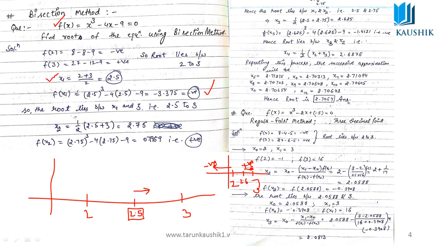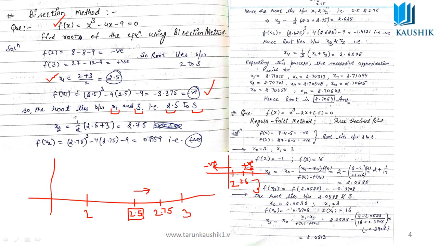So the root will be lying between 2.5 and 3. I have written over here, this is x1, the root will be lying between x1 and x3, so this is 2.5 to 3. Again I calculate the mid of these two. The mid will be 2.75. How did I calculate it? Just add these two points and divide by 2. You will get this point.